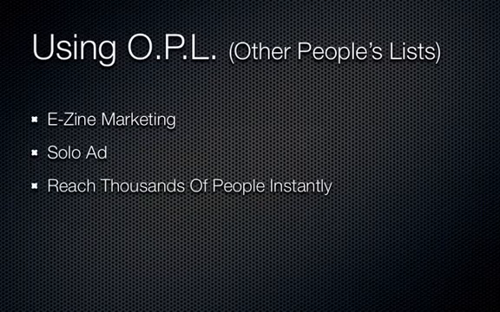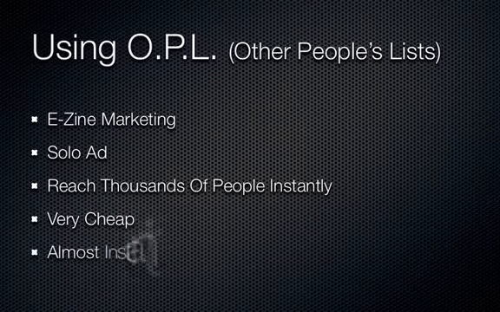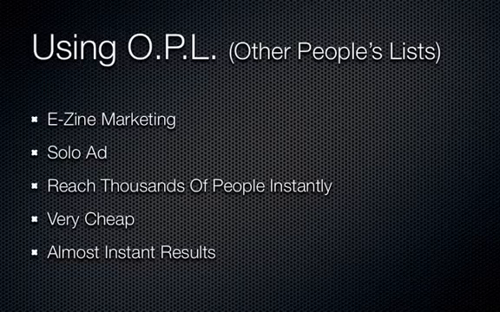So with e-zine solo ad marketing, we're going to reach thousands of people virtually instantly, with just a click of a mouse. It's very cheap, like I said, and most importantly, it gets you almost instant results. When I submit an e-zine solo ad, I start seeing results within about an hour, typically on average. So when you click that send button, boom, about an hour later you start seeing traffic, people coming to your affiliate site, and then sales coming in right away. You don't have to wait days and days for that to work.